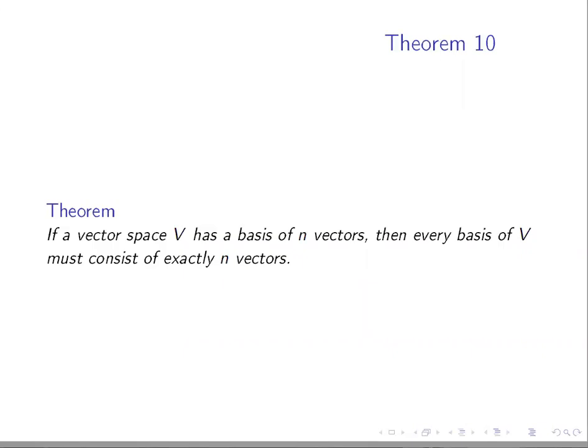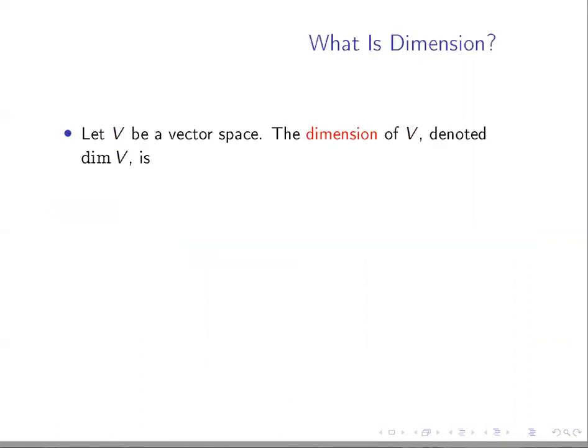Well, that theorem is followed up by this. If there is a basis with n vectors, then every basis consists of exactly n vectors. So that means all bases of a vector space have the same number of vectors. And this is where we get dimension. The dimension, denoted dim of V, is the number of vectors in a basis. Remember, that's any basis. All bases have the same number of vectors in them.